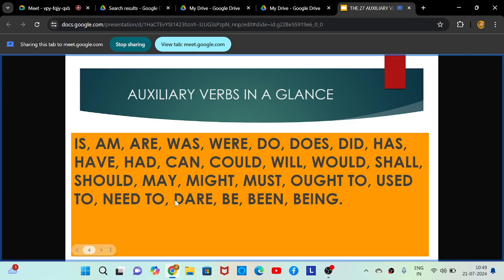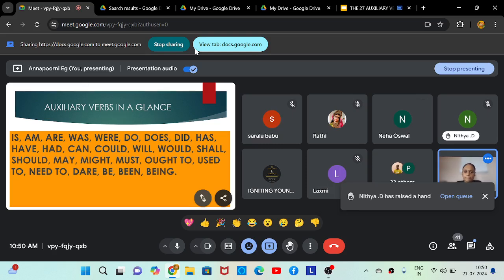Clear? So now we shall check. Now I want to tell you what is the difference between may and might. I will give you two examples. The first one is, it may rain today. And the second one is, it might rain today. Is there any difference in these sentences?